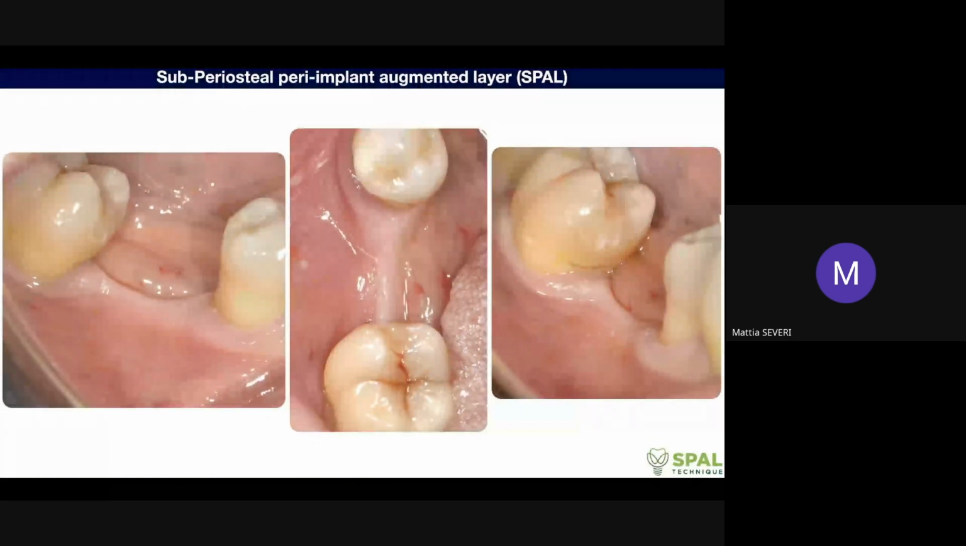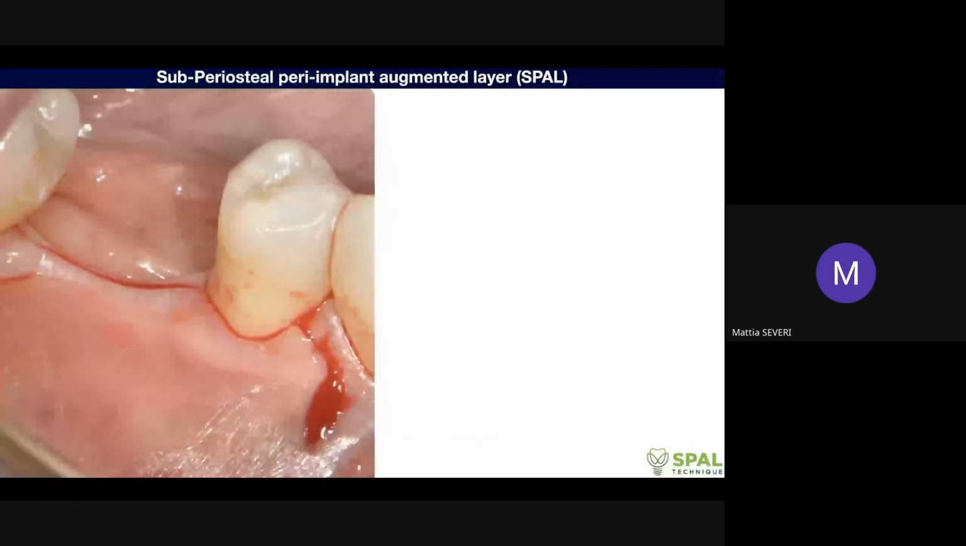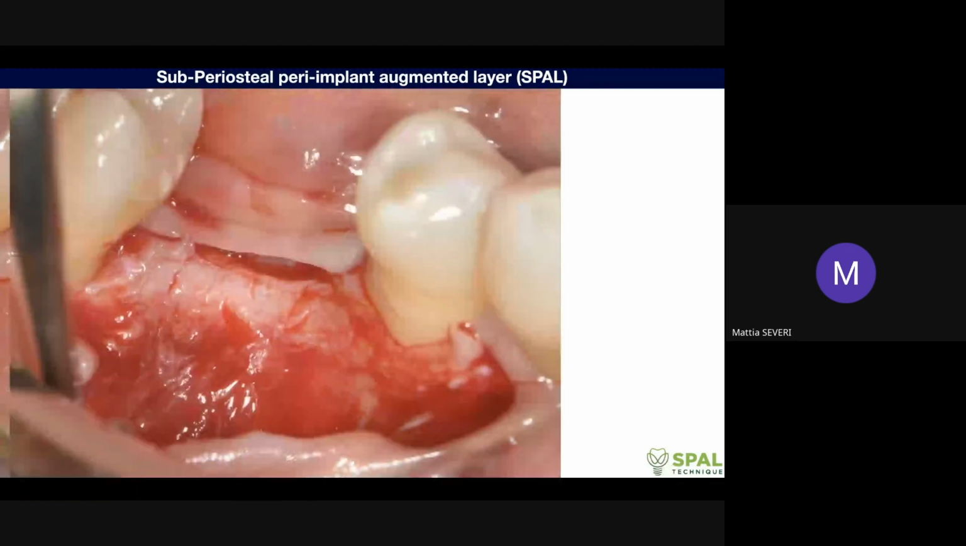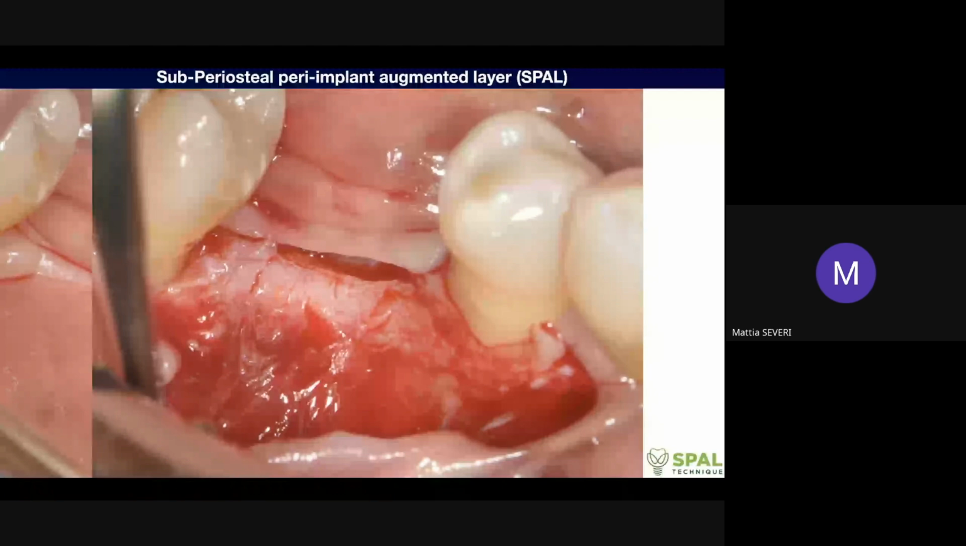You see a posterior mandible, a heavily resorbed ridge, and a horizontal deficiency, but with a vertical bone height allowing us for the placement of an implant. We perform the incision that is conducted partial thickness both on the crest and then on the mesial side of the mesial tooth, and take care of elevating a mucosal layer without perforating the mucosal layer itself and not lacerating the periosteum.